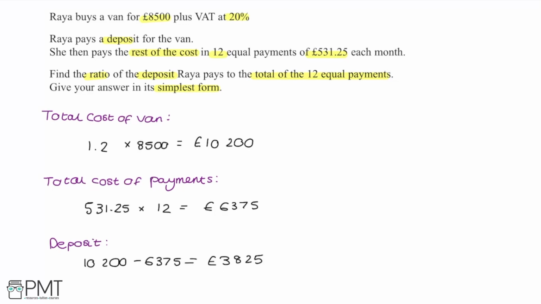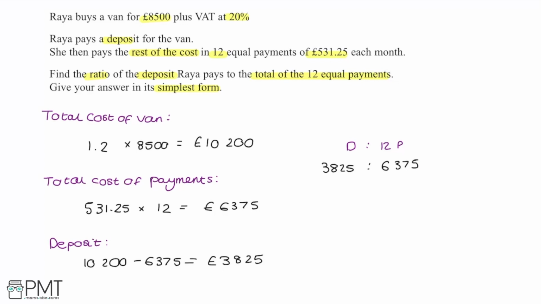Now here, if I look, I'm asked to find the ratio of the deposit that she made to the total of the 12 equal payments, and we have both of these values here. So we're basically finding a ratio of the deposit to the 12 payments, and the deposit was 3,825, and we're going to put that in a ratio with the total cost of the payments, so this part of working here, so to the 6,375.